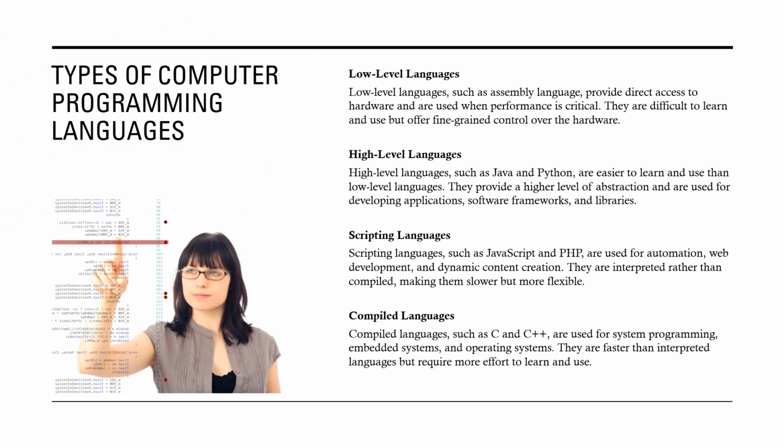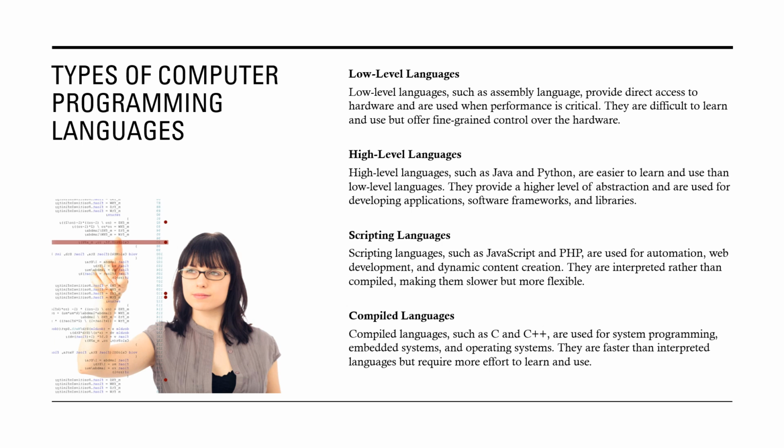Types of computer programming languages. Low-level languages. Low-level languages such as assembly language provide direct access to hardware and are used when performance is critical. They are difficult to learn and use but offer fine-grained control over the hardware.